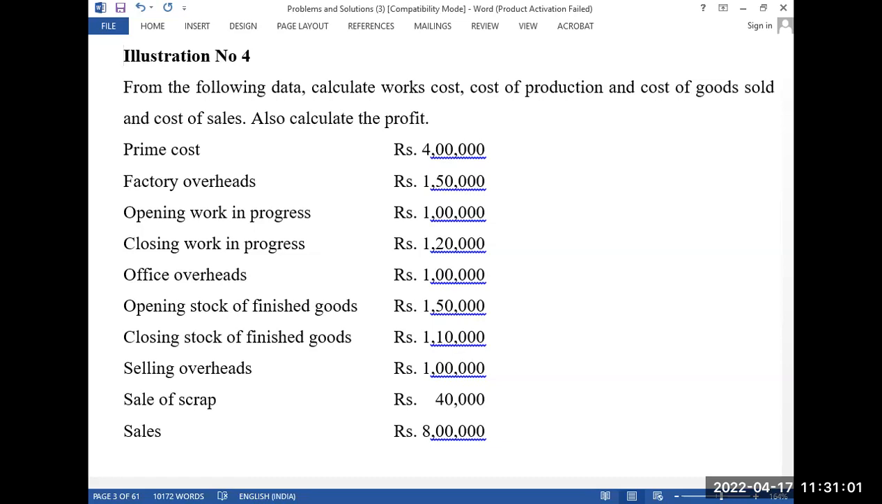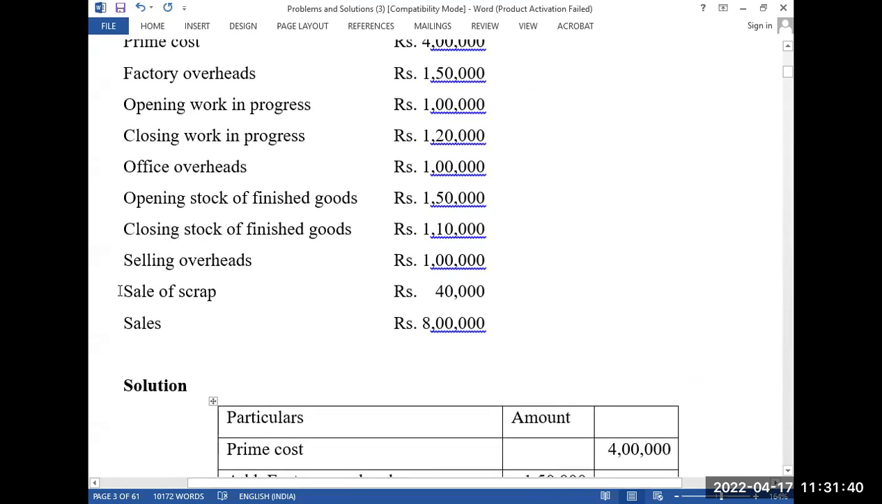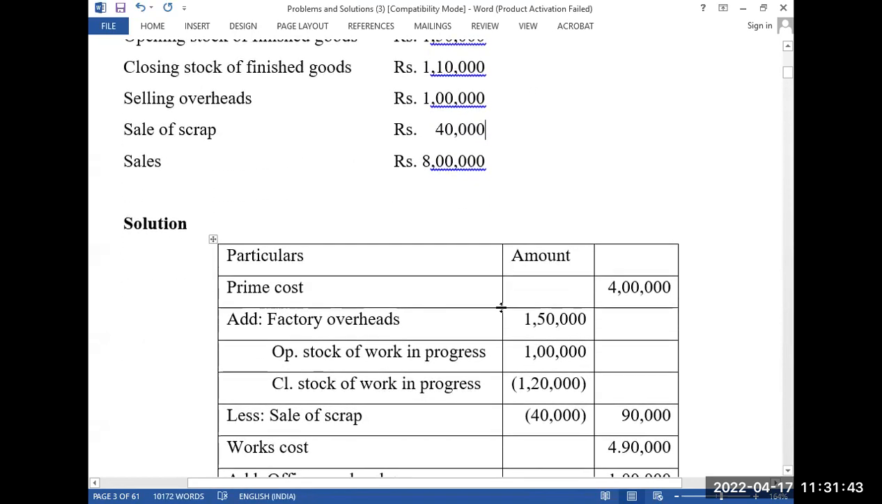Can you tell me how much is the works cost? Plus 1 lakh minus 1,20,000. Prime cost plus factory overheads plus opening stock of work in progress minus closing stock of work in progress should be termed as works cost. Okay. Oh, scrap is also there. Yeah, sale of scrap is there. See, 40,000 is there, sale of scrap.